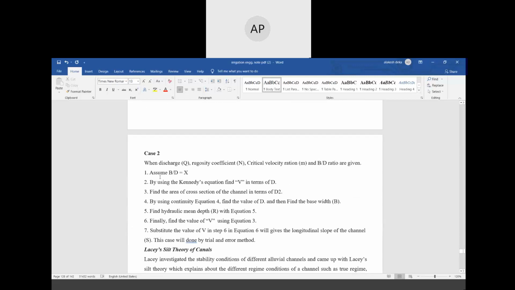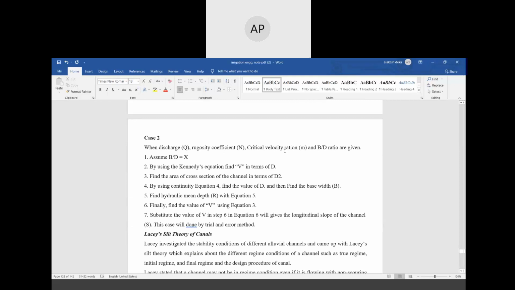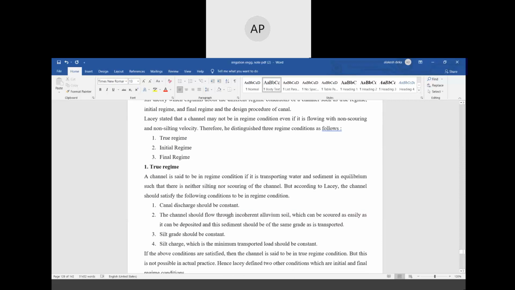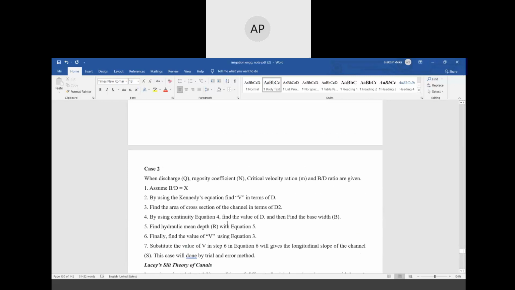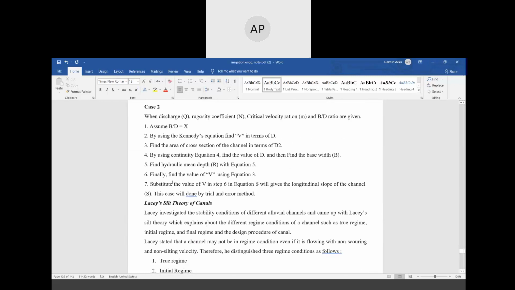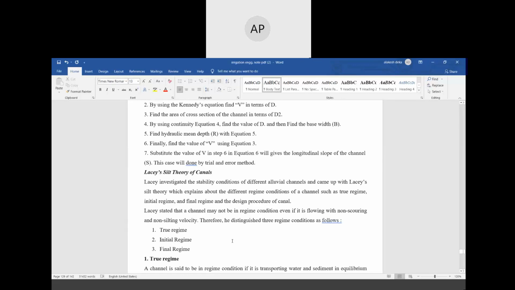So next is your case 2, when n and critical velocity are given. So these are the steps. I think the problem is not given here. I will show one problem. Next, case 2 is this one, and another theory which is a little bit more acceptable than Kennedy's theory is given by Lacey's silt theory of canals. So next class we will discuss this Lacey's theory and the comparison between Lacey's theory and Kennedy's theory.